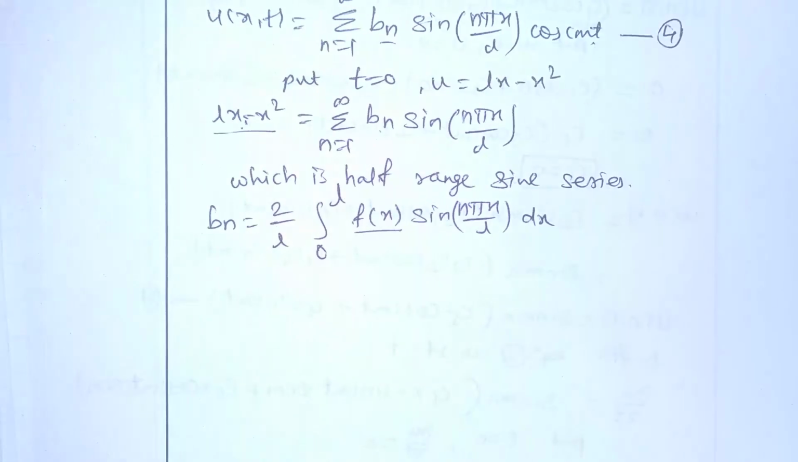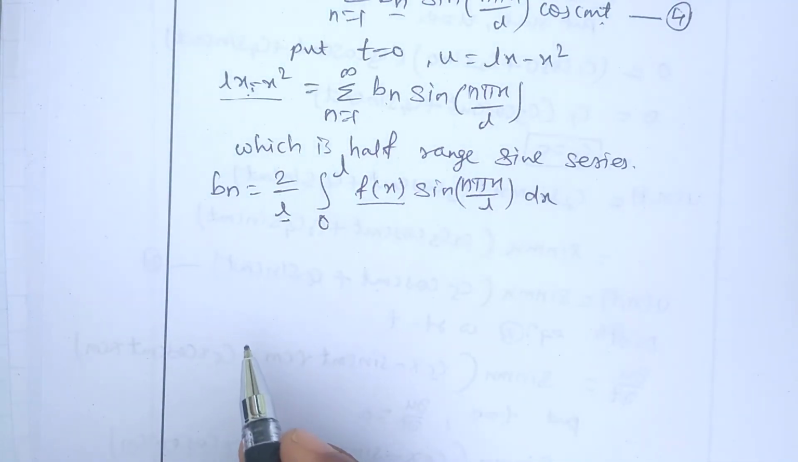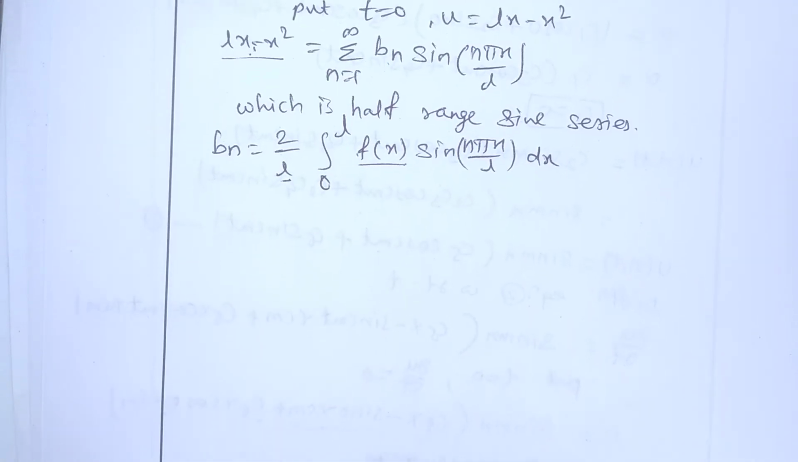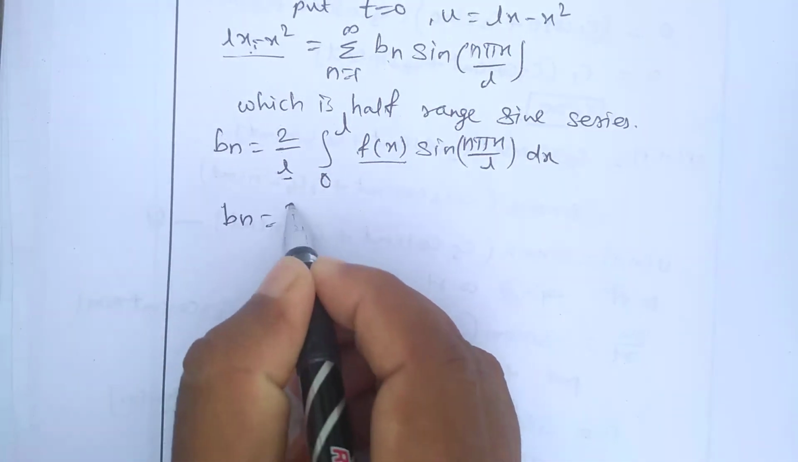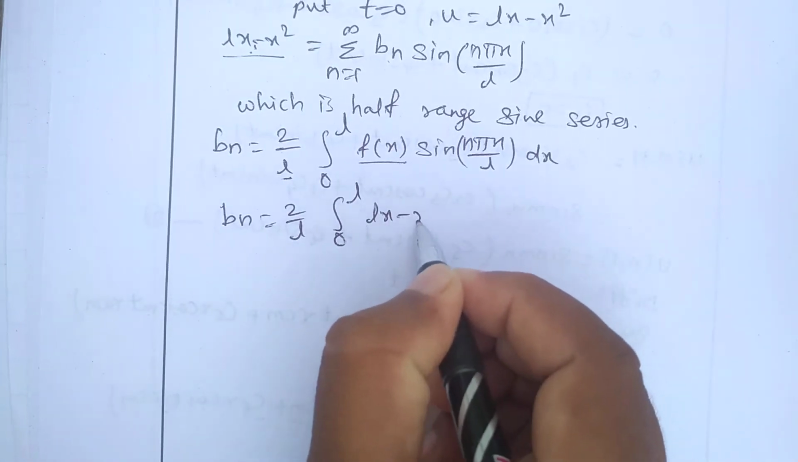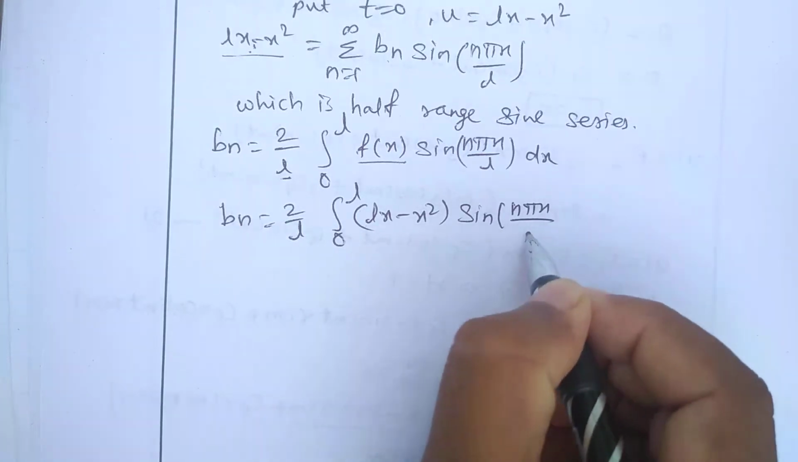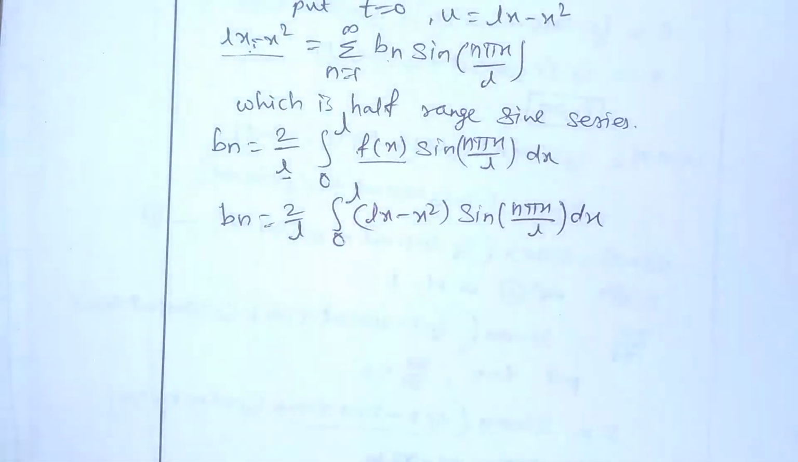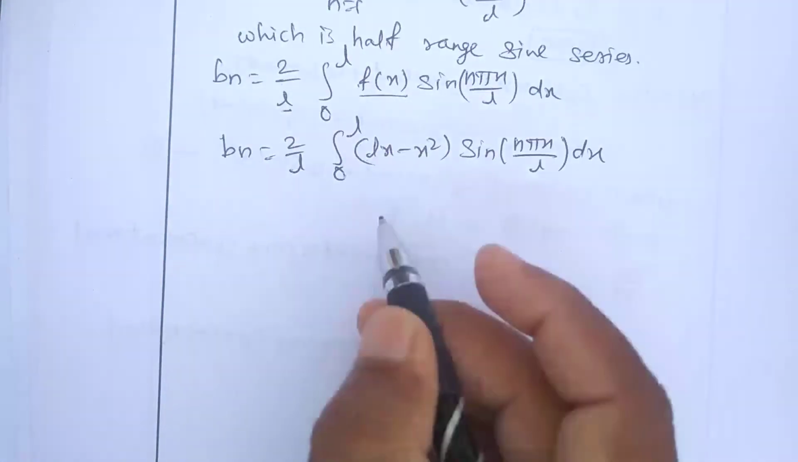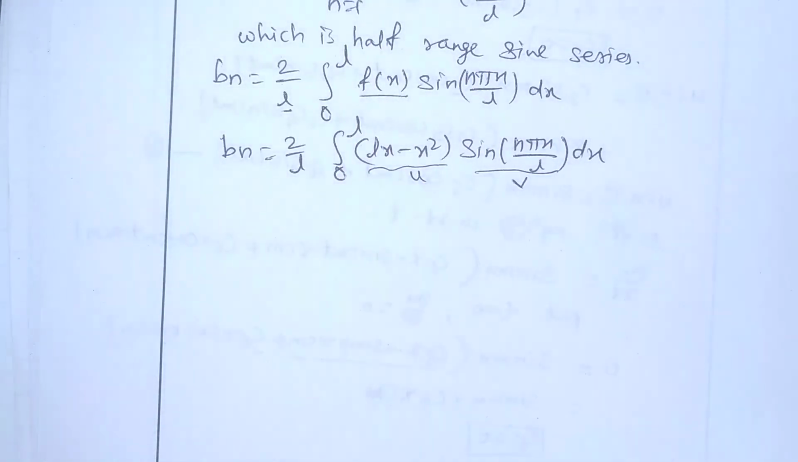Put the value of f of x, and L is equals to L because length of the string is given as L. So we will get Bn is equals to 2 upon L integration 0 to L, f of x is Lx minus x square into sin of n pi x by L dx. Now to solve this we have to use u into v rule. So this term consider as u and this term as v. Generalized u into v rule we have to use.